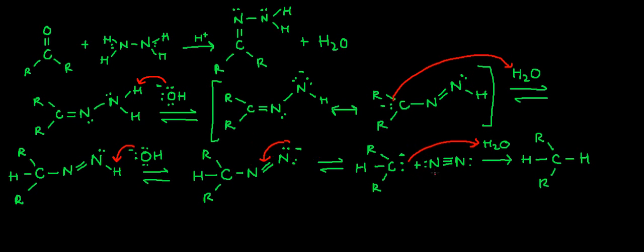When this happens, this is able to leave, leaving a carbanion and atmospheric nitrogen, which is a gas. This carbanion then reacts with water and creates this, which is what this is, but with two hydrogens. It has now been successfully deoxygenated.